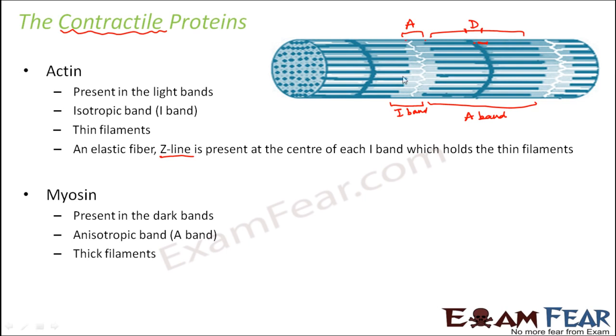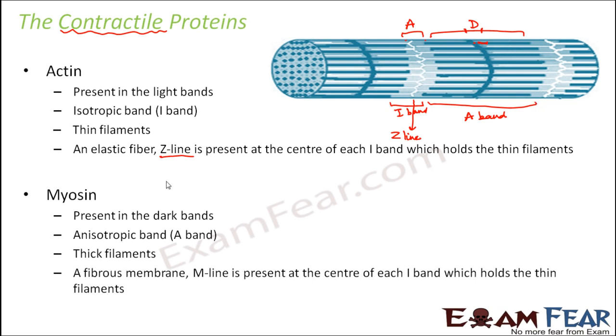In the I band, there is an elastic fiber called the Z line, which is present at the center of each I band and holds the thin filaments. If you see, this is the I band. At the center of the I band, you actually see a white line. This line is nothing but the Z line. What does it do? It connects or holds the thin filaments together. The filaments on this side and the filaments on this side are joined together by this Z line.